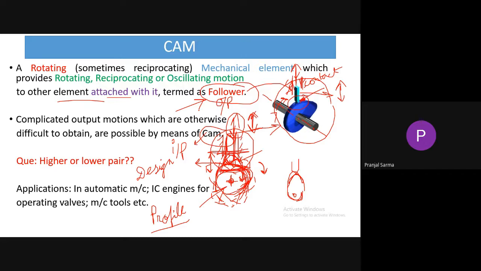The motion from the follower can be obtained directly, where the follower acts as the final element getting the motion, or the motion of the follower can also be transferred to another element in connection with that follower. Thus, whatever complicated type of output motion is required, we get it in that follower.